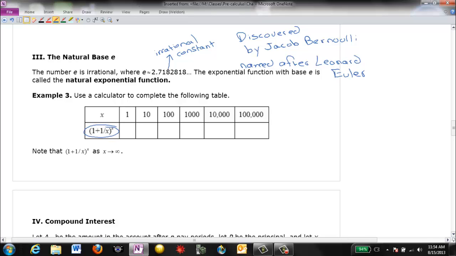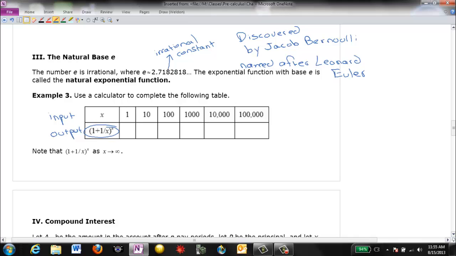Okay, so we're going to set up a table here. We have our input in the first row, and then we're going to have our output in the second row. The idea is, as I put in sequentially larger numbers, as I let x get really big, what am I going to be outputting? Is f of x going to get really, really big, or what's going to happen here? This was the experiment that Jacob Bernoulli ran. I'm going to walk you through this, and you'll see where e comes from, and you will see where this (1 plus 1 over x) raised to the x power pops up when we talk about compound interest later on in the notes.